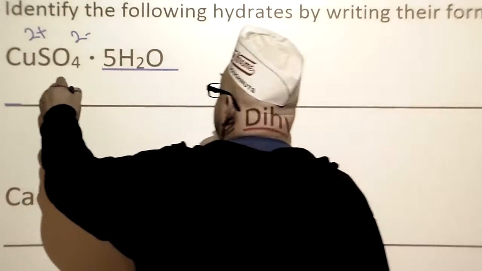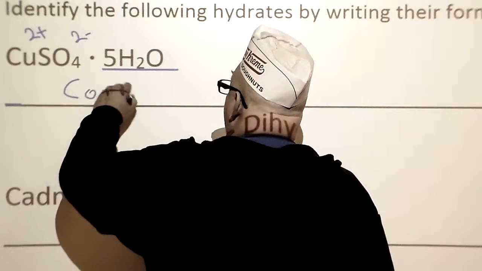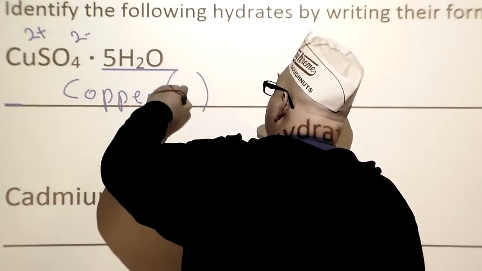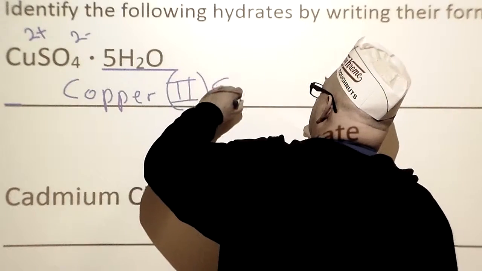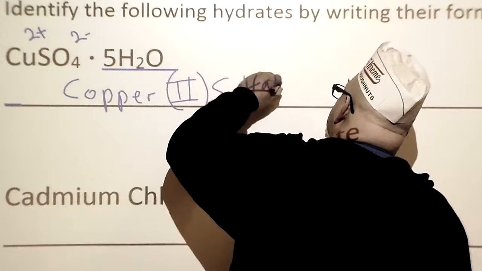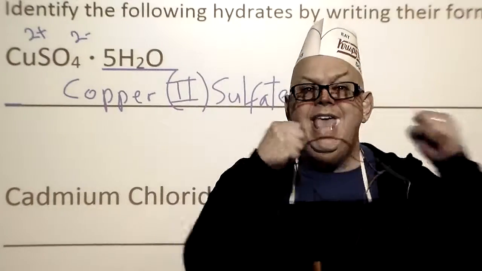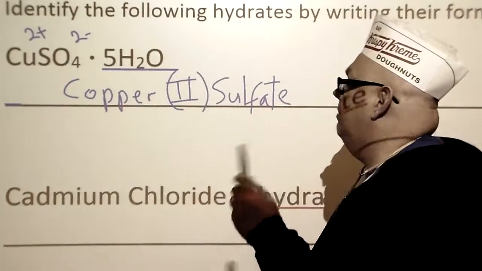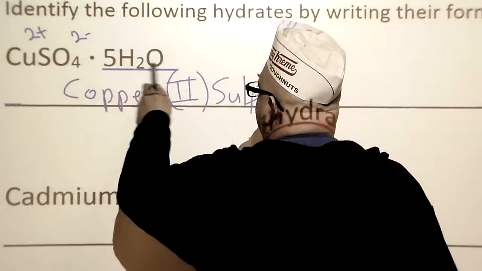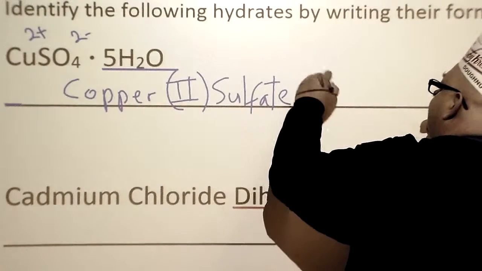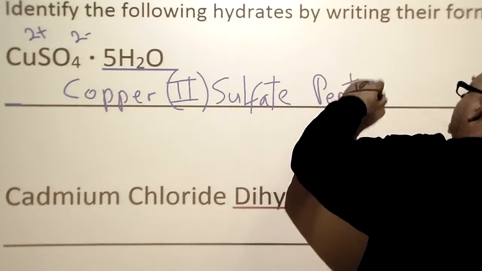So that's going to be written as copper(II) sulfate. Yay! We got half the formula done, but now we have the other part right there, the 5H2O. So that means pentahydrate.